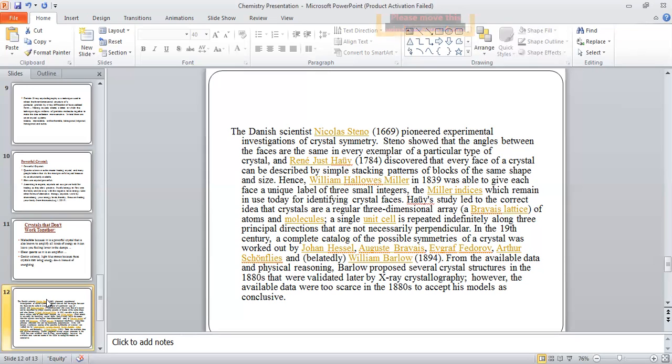In crystals, a single unit cell is repeated indefinitely along three principal directions that are not necessarily perpendicular. In the 19th century, a complete catalogue of the possible symmetries of a crystal was worked out by Johann Hessel. Several other chemists contributed, including Auguste Bravais, Evgraf Fedorov, and William Barlow in 1894. From the available data and physical reasoning, Barlow proposed several crystal structures in the 1880s that were validated later by X-ray crystallography. However, the available data were too scarce in the 1880s to accept his models as conclusive, and through several contributions, a model was recognized in the end.